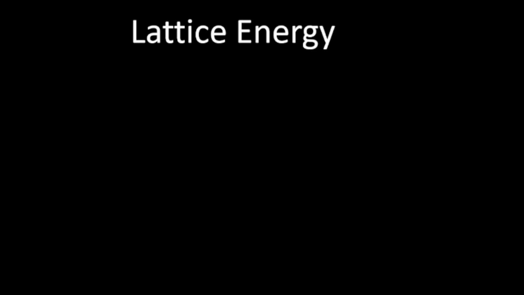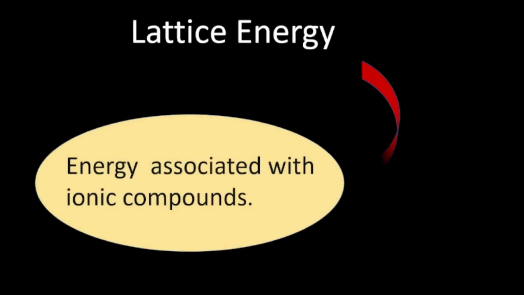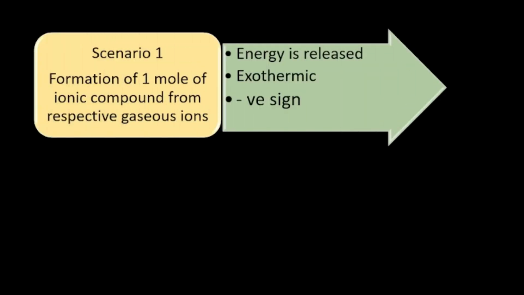What is meant by lattice energy? It is the energy associated with ionic compounds. Sometimes you have seen lattice energy is given as a positive value and sometimes it is given as a negative value. So you can consider lattice energy in two different scenarios. The first scenario is the formation of 1 mole of ionic compound from respective gaseous ions.